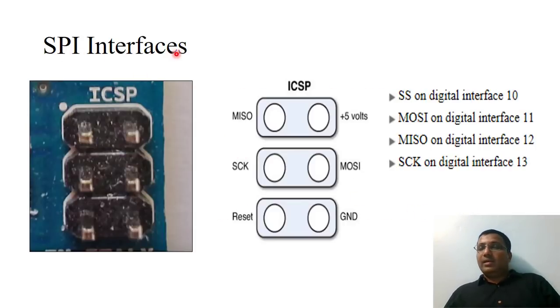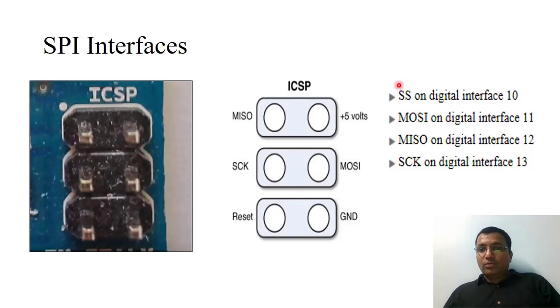So, SPI interfaces available on Arduino Uno. There are 6 pins available. These are the pins where ICSP is written. The pins are like this. This pin is MISO, master in slave out. This is the 5V pin, MOSI, that is master out slave in. SCK, serial clock, is there. Then we have a reset pin and then the ground pin. So this is the ICSP configuration.